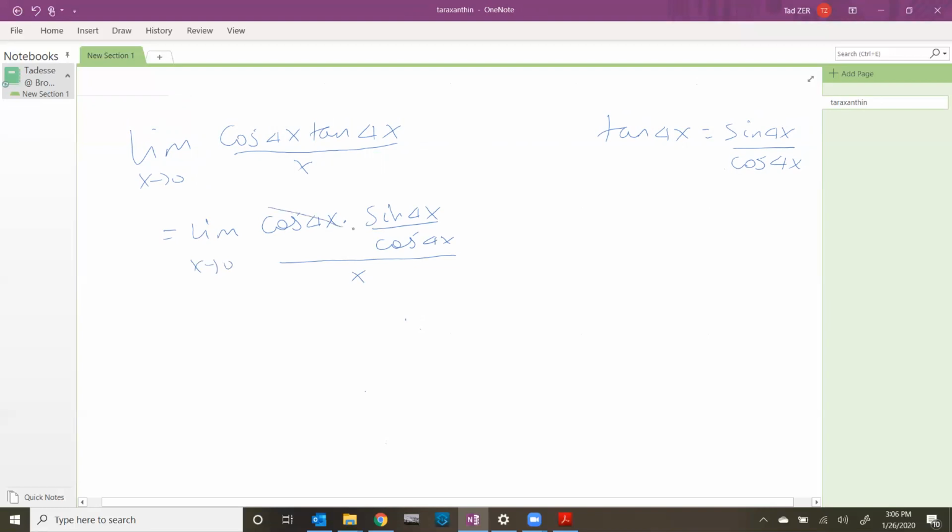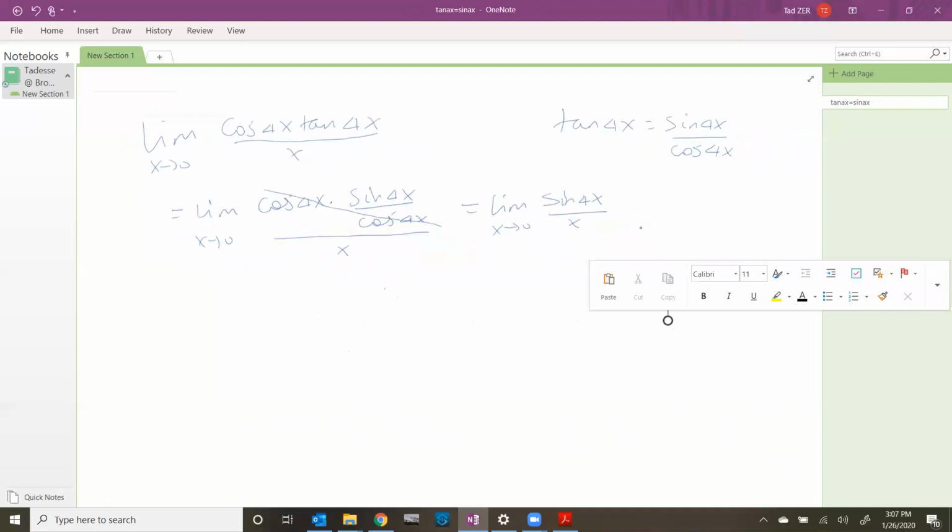Now the cos 4x cancels out, so that will be equal to the limit of sine 4x over x, as x goes to 0. Now, be careful here. There is a misunderstanding about sine 4x. Most people will try to factor out the 4 here, but that is absolutely wrong. You cannot factor that out. This is like, if you have f of 5x, for example, can you factor the 5 out? The answer is no. That's not always true.